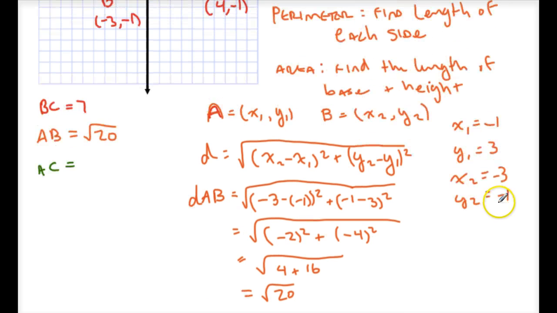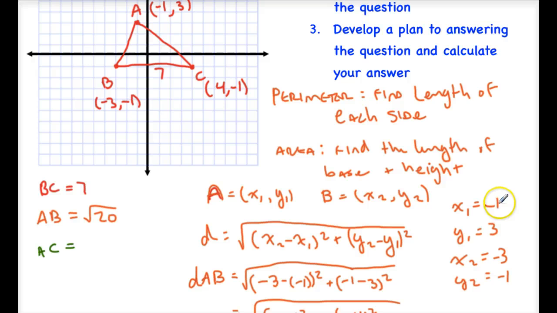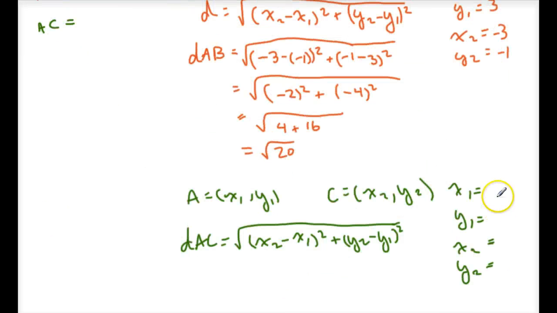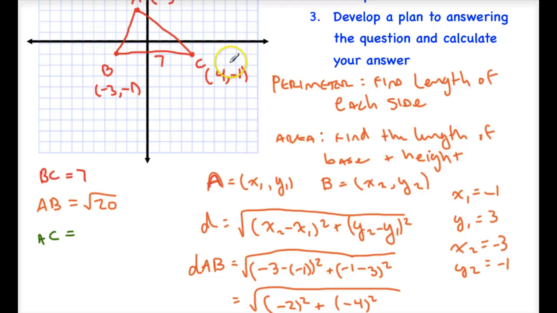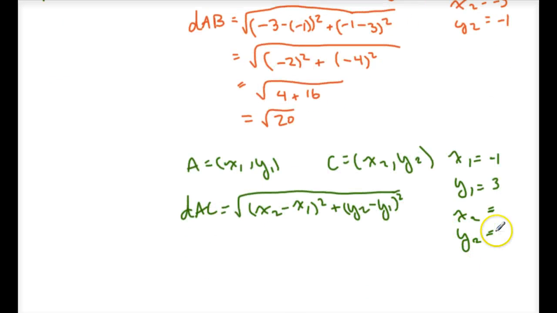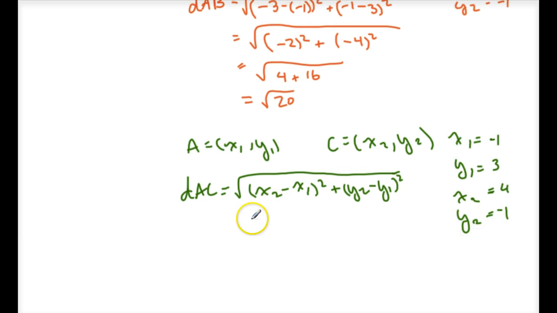Scroll up here. Okay, so the x1 and y1 will be the same again, -1 and 3, because those are the coordinates of A. And for C, we're going to use x2 is 4 and y2 is negative 1. So 4 and negative 1. And now let's plug those values in.